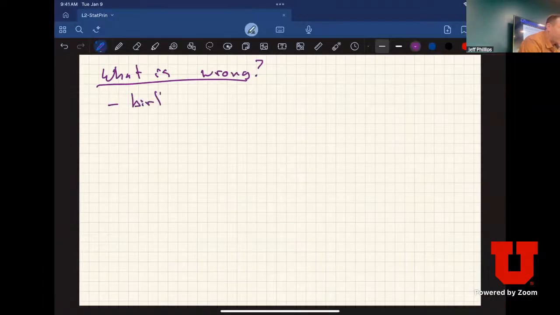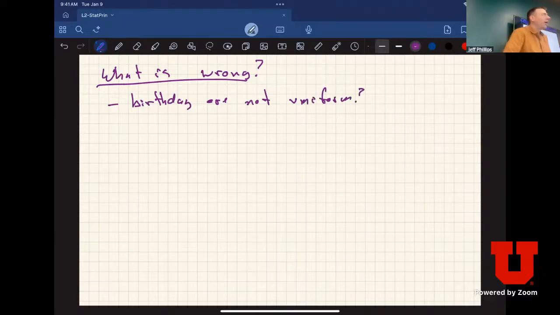Okay, so birthdays are not uniform. How many of you know how non-uniform they are? Are they pretty non-uniform, or are they pretty close to uniform? There are a few more birthdays in the fall, but it's like in the 3rd digit of precision. So birthdays are pretty uniform throughout the year for the 365 days. Okay, fine. What's next?